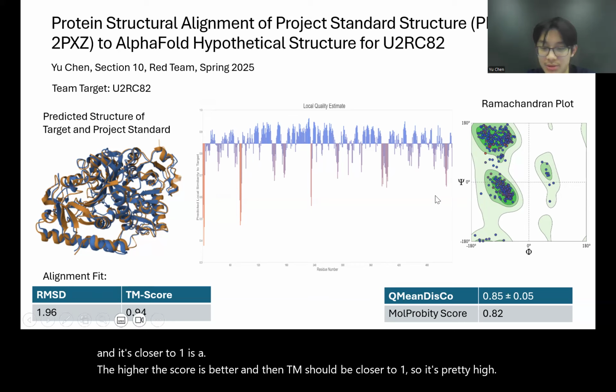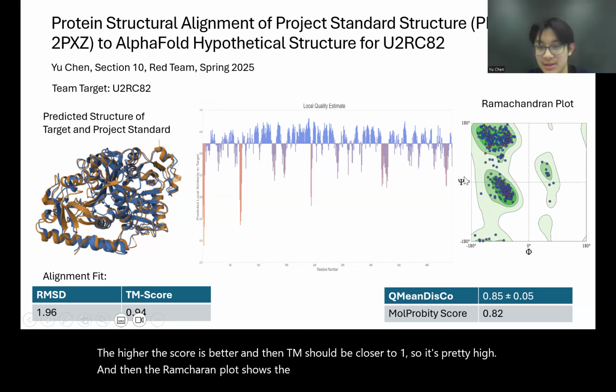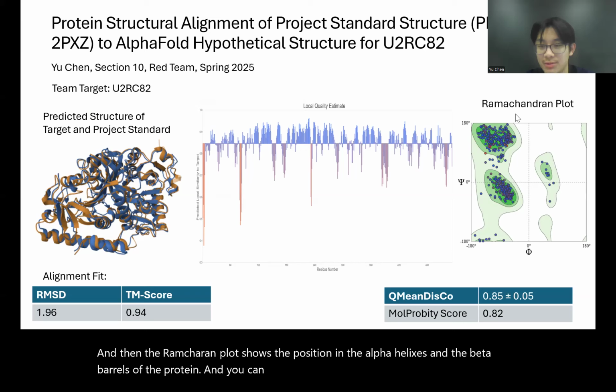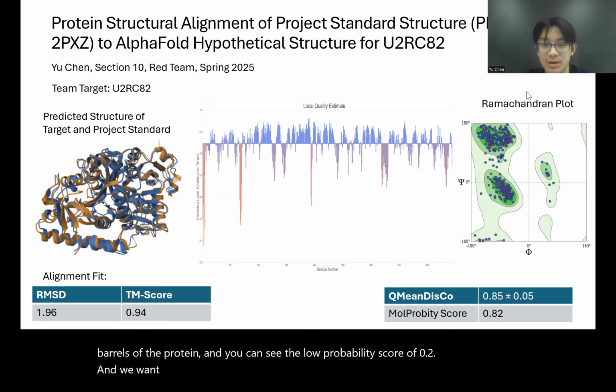And then the Ramachandran plot shows the position in the alpha helix and the beta barrels of the protein. And you can see the low probability score of 0.82. And we want that lower.